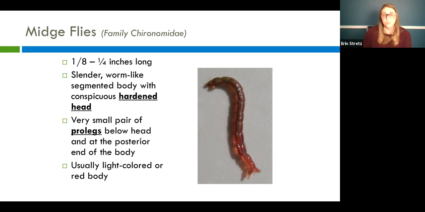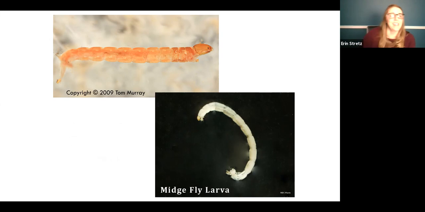So here's another look. That head can be very different depending on the type of midge we find. On the top image here, the midge has a very distinctive, very large head. You can see, again, that proleg right below the head and the pair of prolegs at the end of the body. Now the midge fly larva on the bottom here has those same structures. They just look a little bit different. The head is much smaller in relation to the rest of the body, but it again has that head and the prolegs just under the head and at the end of the body.